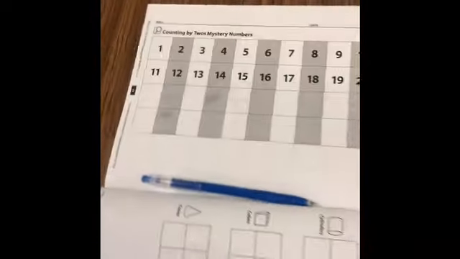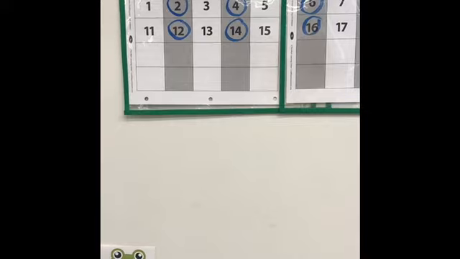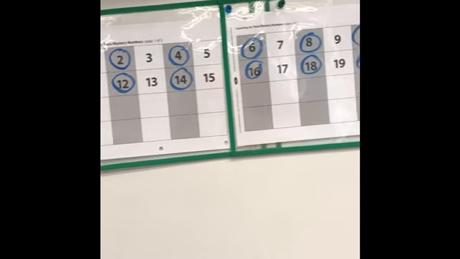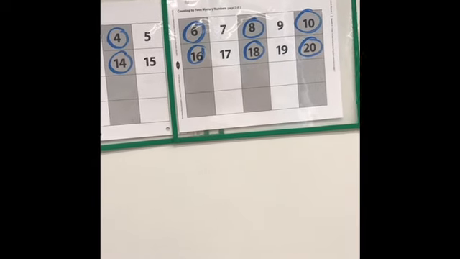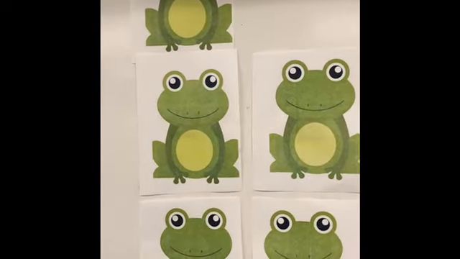Okay, now what I need you to do is get your book and either a pencil or crayon, and go in and circle all those numbers. Ready, set, go. Okay, kinders, does your book look like mine, with our counting by twos circled? Good job.